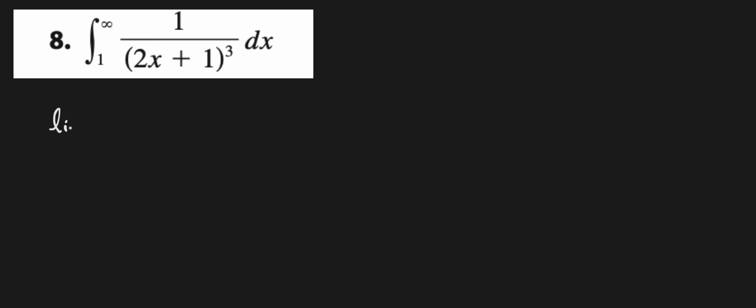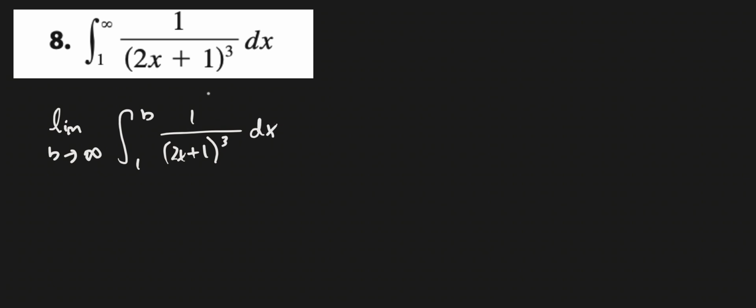So let's do the limit as b approaches infinity, integral from 1 to b, of 1 over (2x plus 1) cubed dx. What I'll do is I'll first evaluate this here. So I need to use u substitution. I'm just basically finding the antiderivative of this function here. So let's use u equals 2x plus 1, and du is equal to 2 dx.